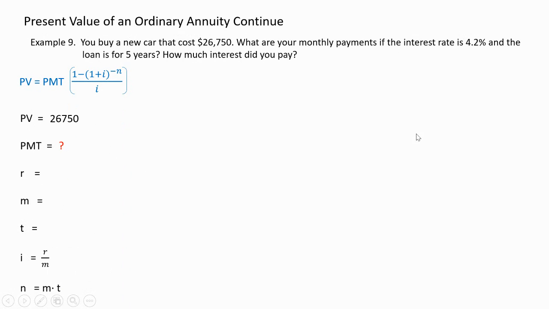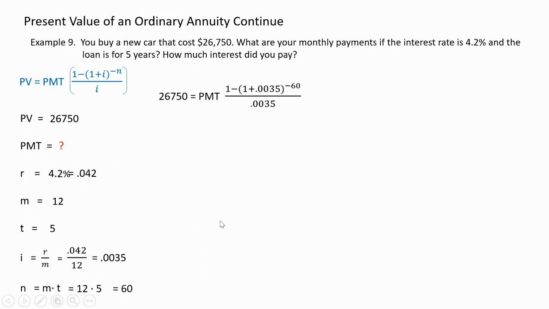What's my interest rate? 4.2%, right? Converted to a decimal is 0.042. I should have put this more over here, guys, okay? I'll fix it. The M is 12, right? Because monthly payment, that means your compounding is 12. The T will be 5 years, and the I will be 0.042 divided by 12, which will give us 0.0035. And the N is equal to M times T, which is 12 times 5, which will give us 60.